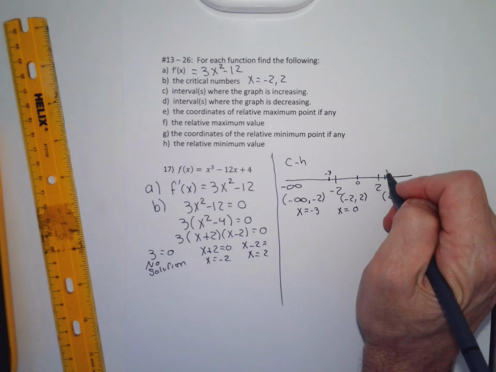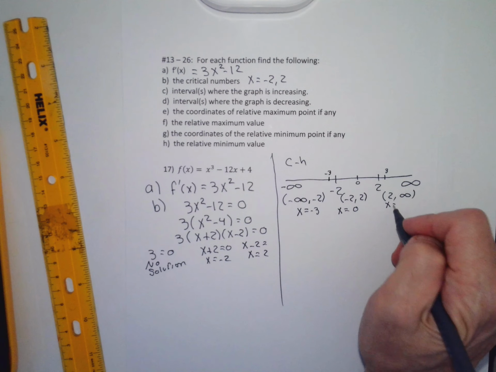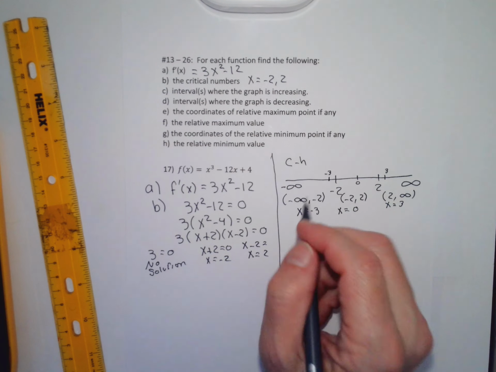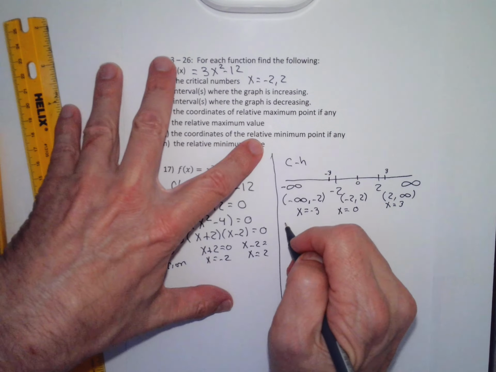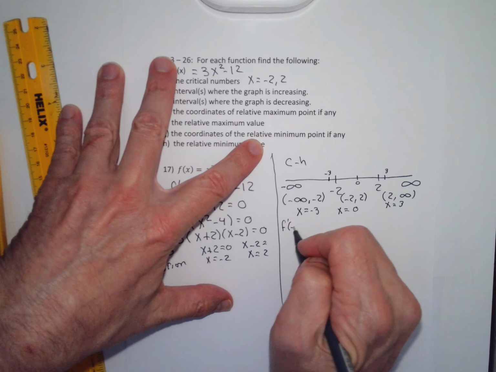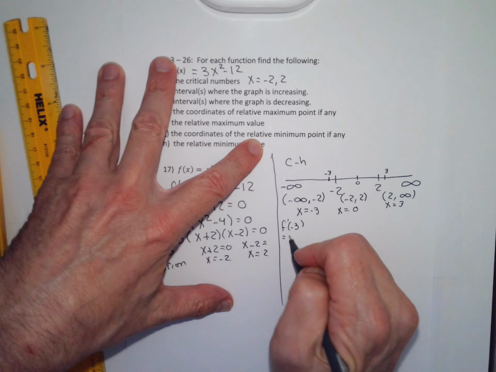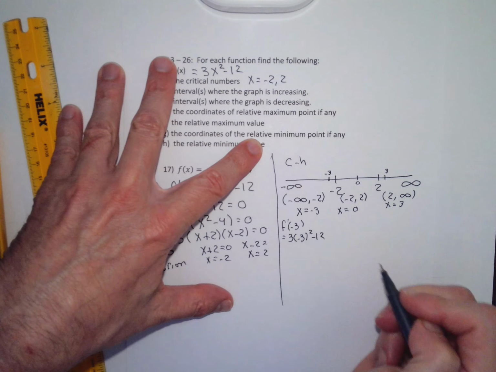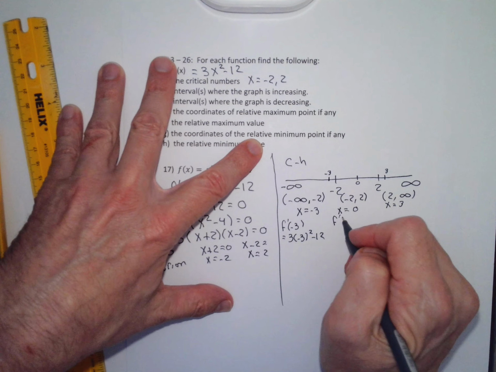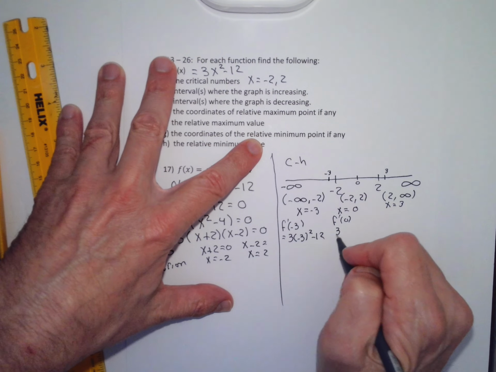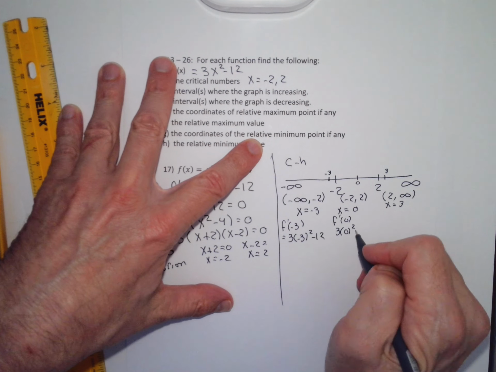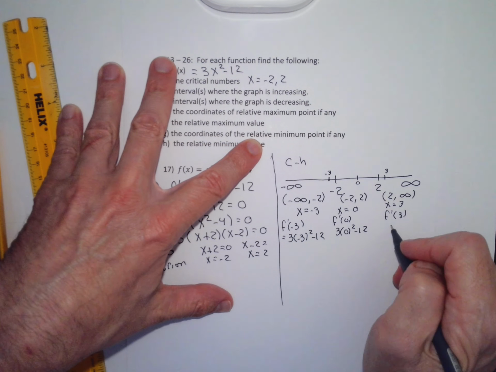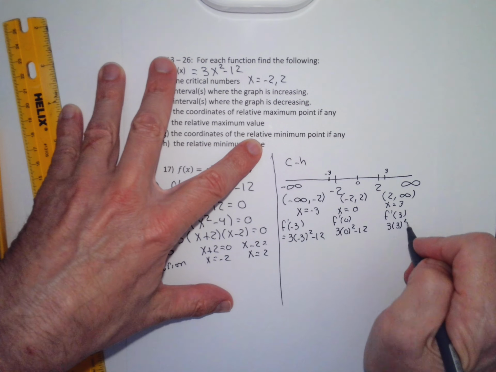And in the last interval, I'm going to plug in 3 because I can't plug in a better number like 1 or 0 because it's not in that interval. For each one of these now, I'm going to evaluate the derivative at that number. So the derivative evaluated at -3 is going to be 3 times -3 squared minus 12. And then I'll do the derivative evaluated at 0, which is going to be 3 times 0 squared minus 12. And then I'll do the derivative evaluated at 3, which is going to be 3 times 3 squared minus 12.